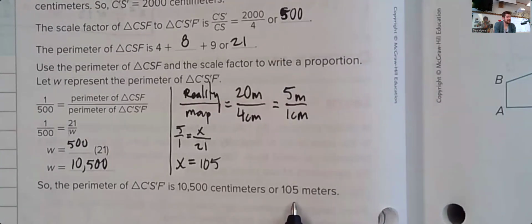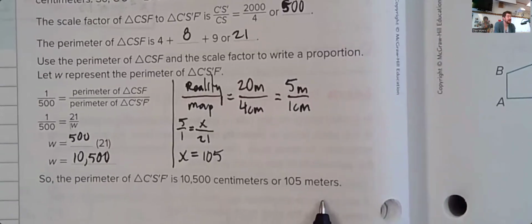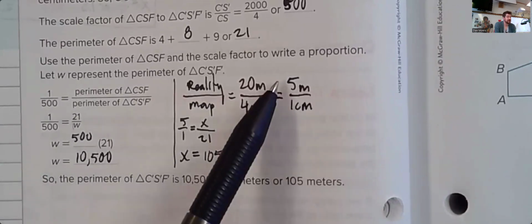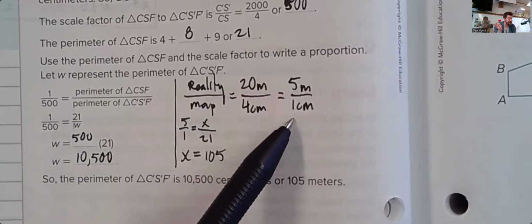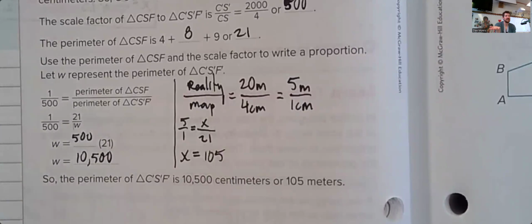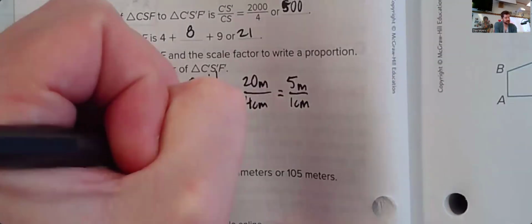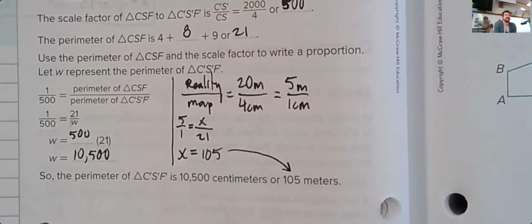X equals 105, which is how far it is in reality, which is the correct answer that you see down here as well. But we didn't have to convert from meters to centimeters and then centimeters back to meters or anything like that. We just knew that the proportion was 5 meters for every centimeter on the map, and we kept that in mind instead of converting units. You don't have to convert the units. So 105 meters matches exactly, with no unit conversions.